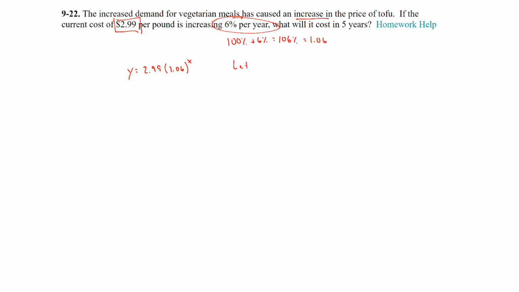We should also indicate what the variables are. Let x represent the time, and the time is happening in years. It says per year. And then we also need to let y equal the cost of the tofu per pound.